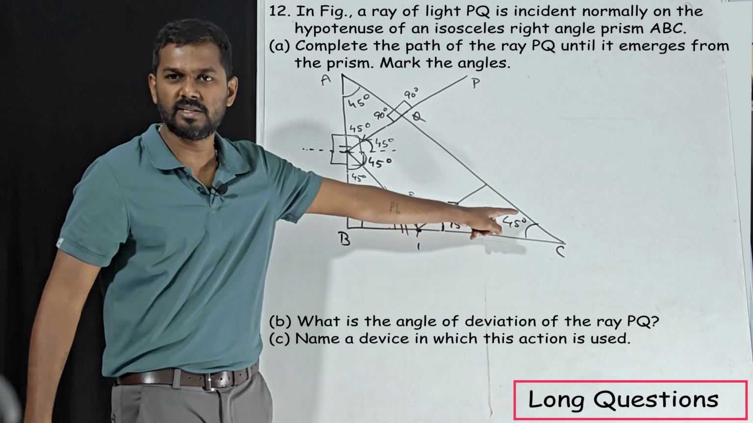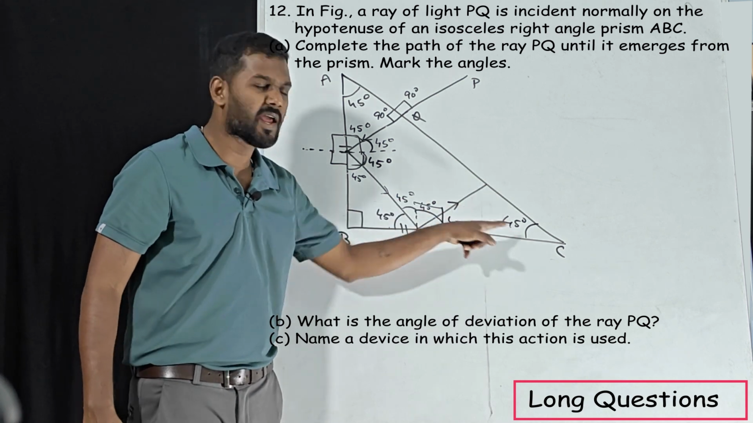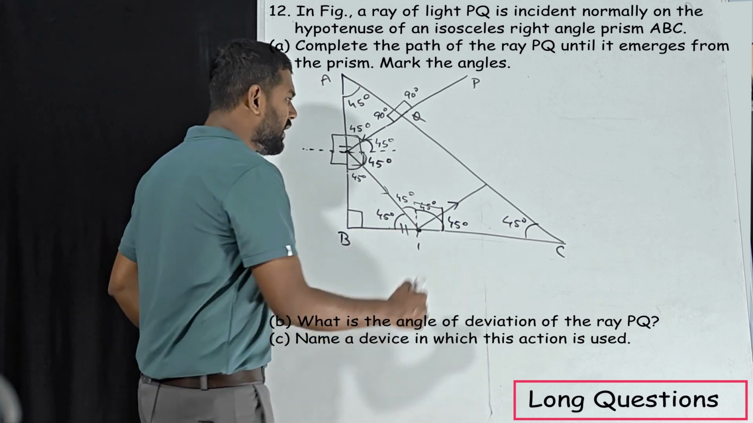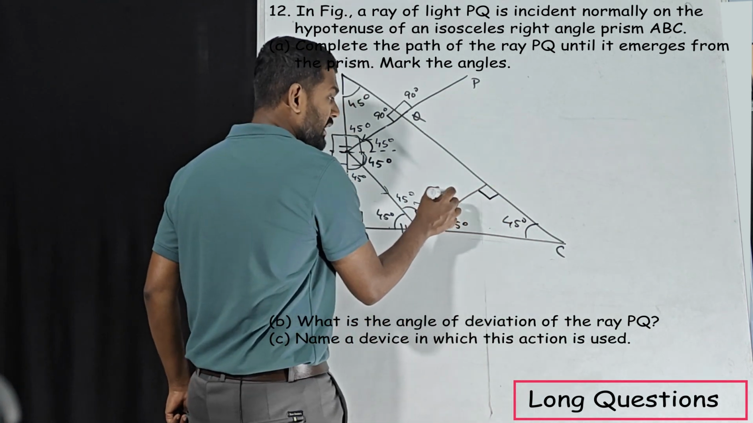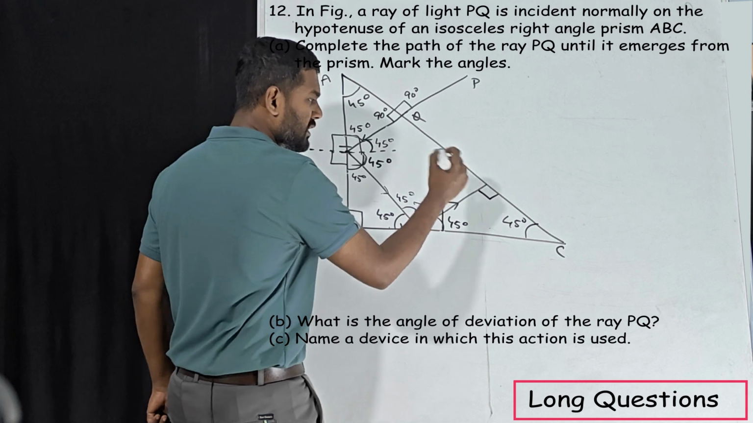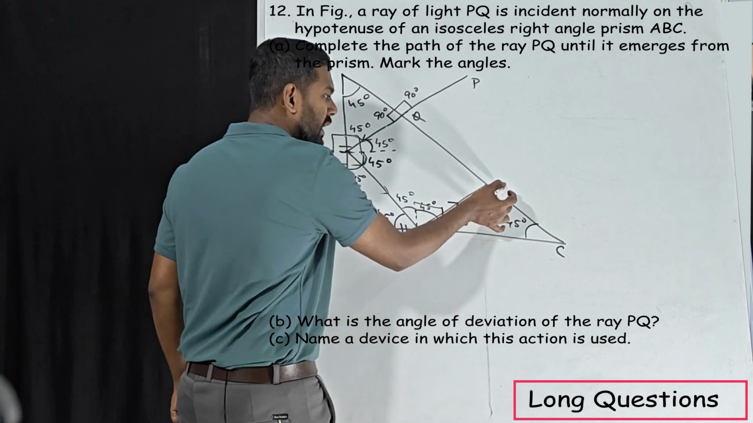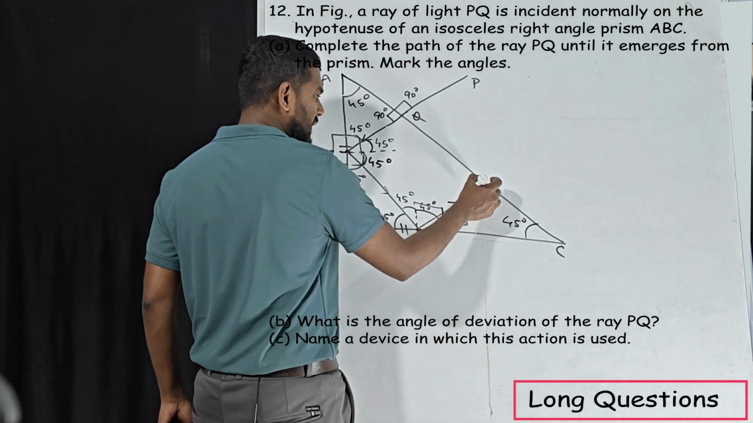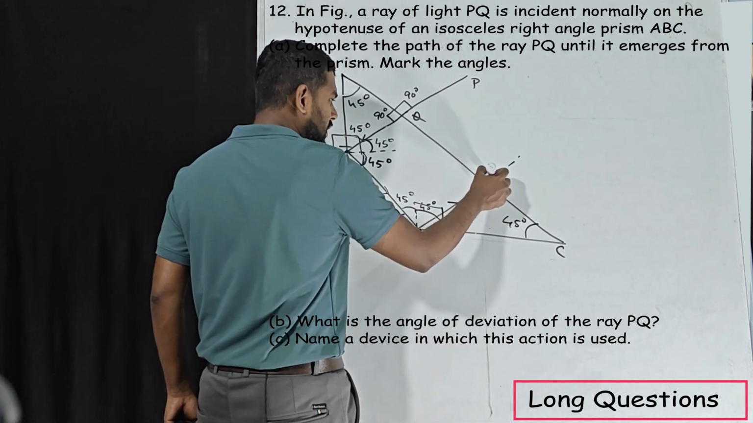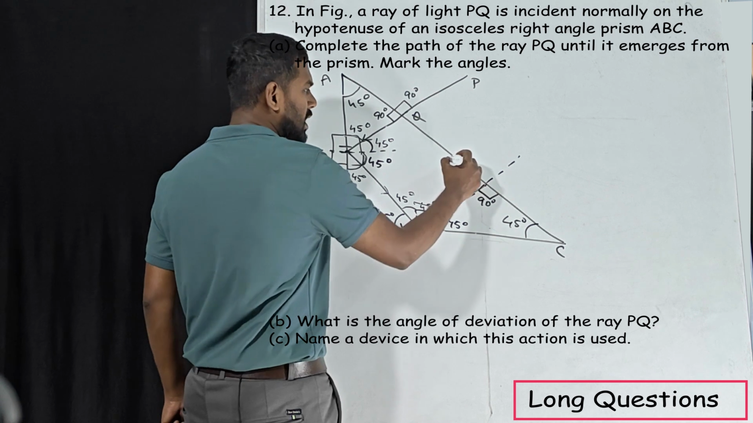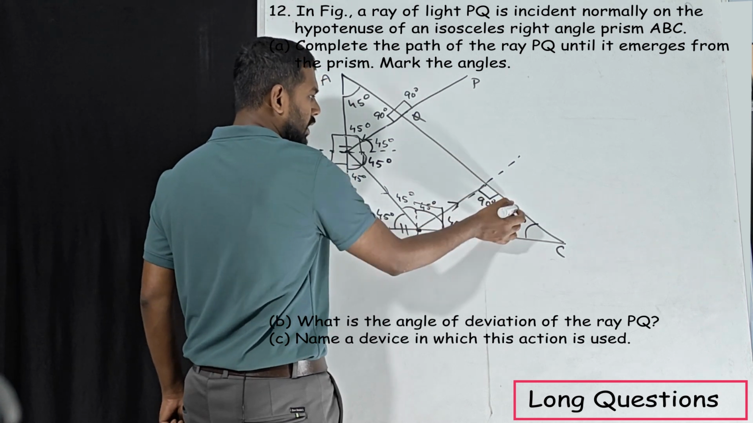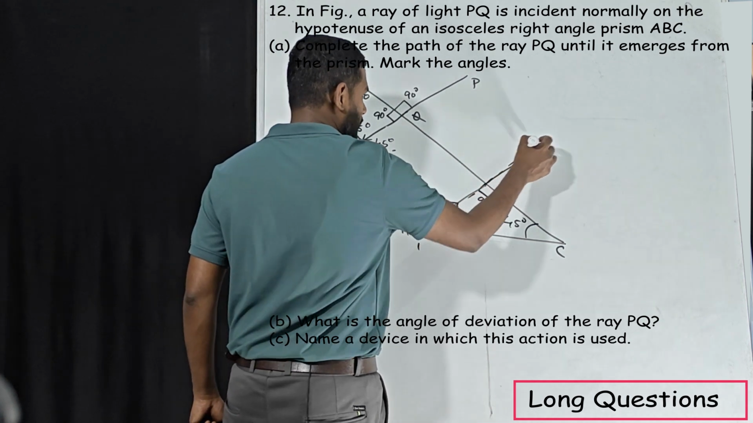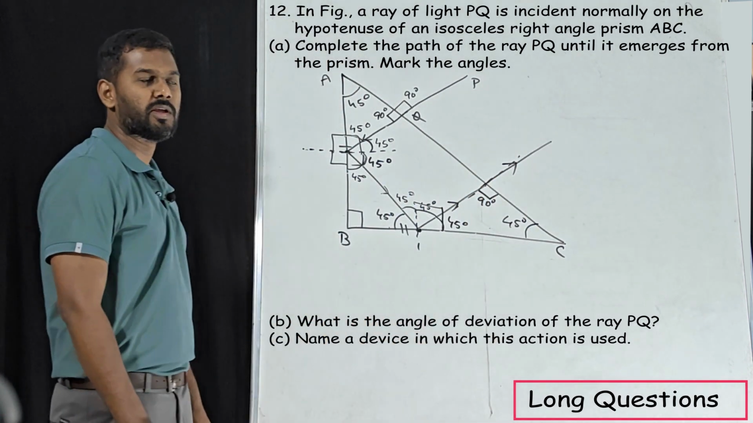If this is 45 and this is 45, the total angle of a triangle should be 180. 45 plus 45 is 90, so the remaining angle will be 90. Whenever you are drawing a 90 degree angle, don't draw it as a curved angle. It has to be like a box. Okay, this is 90. If the angle of incidence is 90 degree, the normal will be on the line only, because you keep a protractor at this point, at the center point you have to draw the normal. It is on the normal, so it passes without deviation.